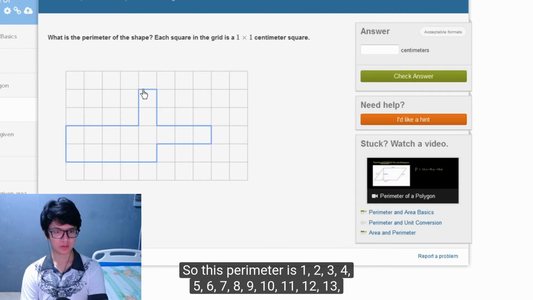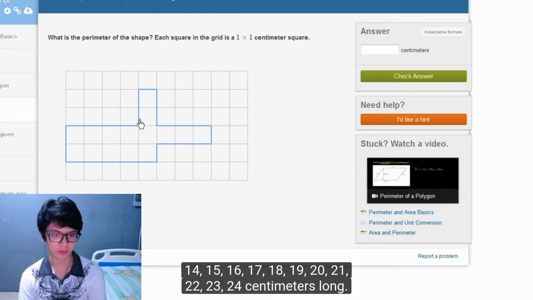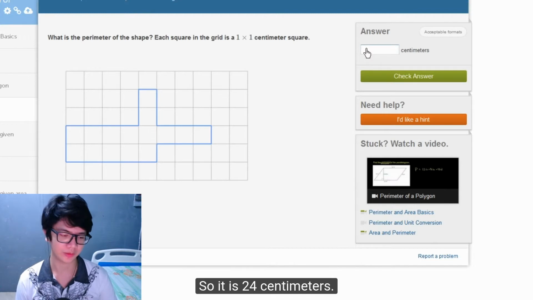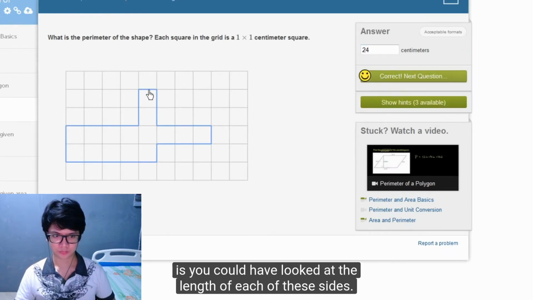So this perimeter is 1, 2, 3, 4, 5, 6, 7, 8, 9, 10, 11, 12, 13, 14, 15, 16, 17, 18, 19, 20, 21, 22, 23, 24. Cool. So it is 24 centimeters long. The other way we could have thought about this is you could have looked at the length of each of these sides.